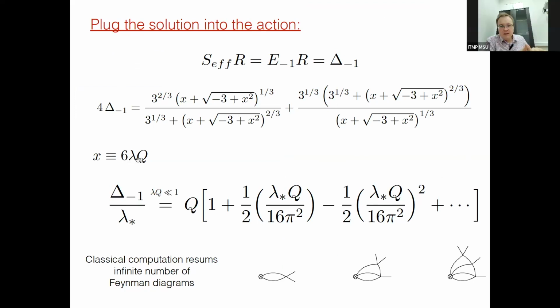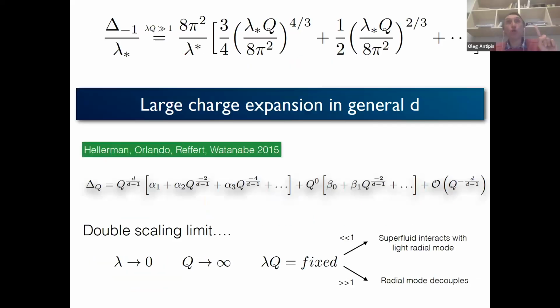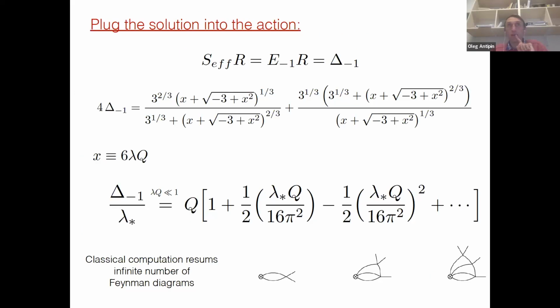The coupling is like lambda q. So you automatically obtain polynomials of q. If you expand with a small argument, this will give you the polynomial.